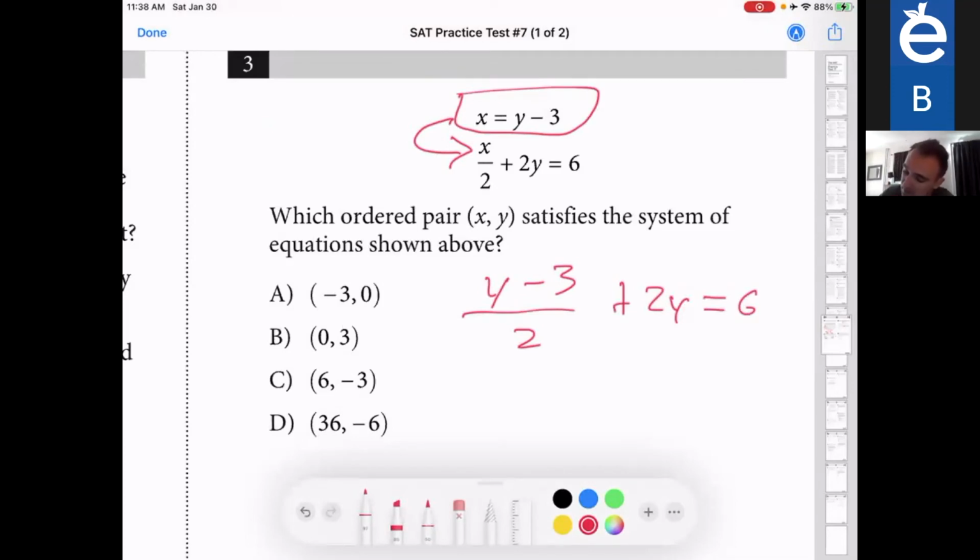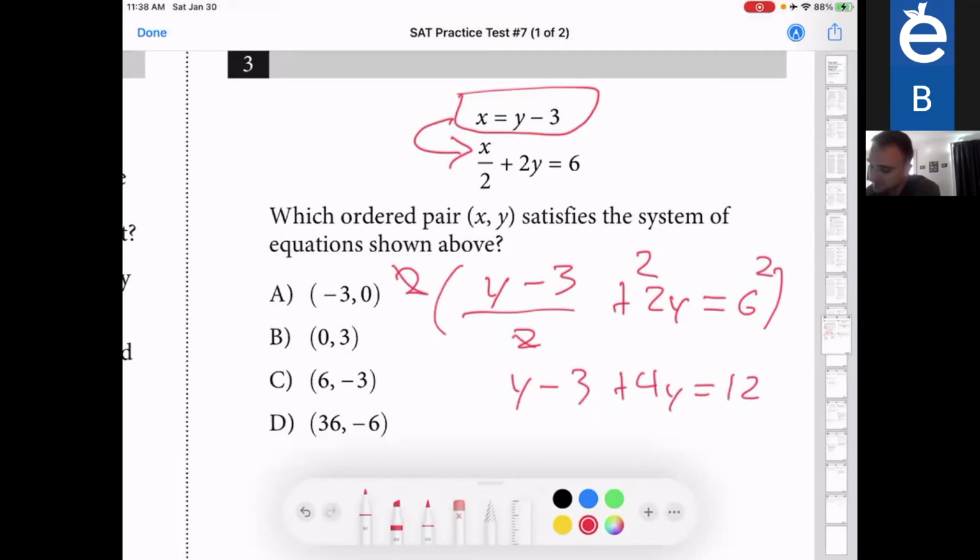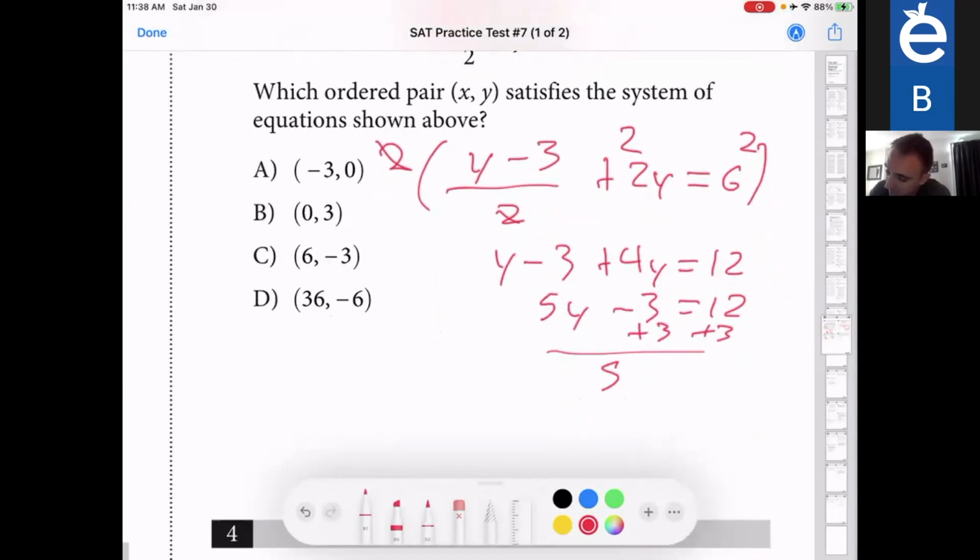I'm going to multiply everything by 2 just to undo that. So multiply by 2 there. I'm going to need to multiply this by 2 and multiply this by 2. So my remainder is y minus 3 plus 4y is equal to 12. Combine those y terms, I get 5y minus 3 is equal to 12. Add that 3 over. 5y is equal to 15. Y divided by 5 must be equal to 3.